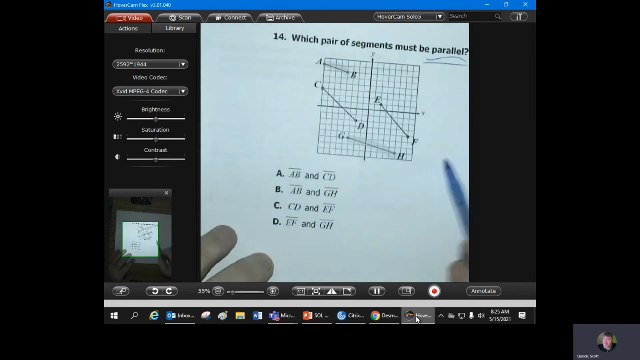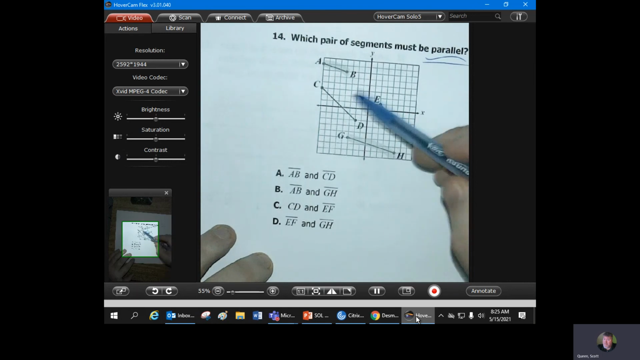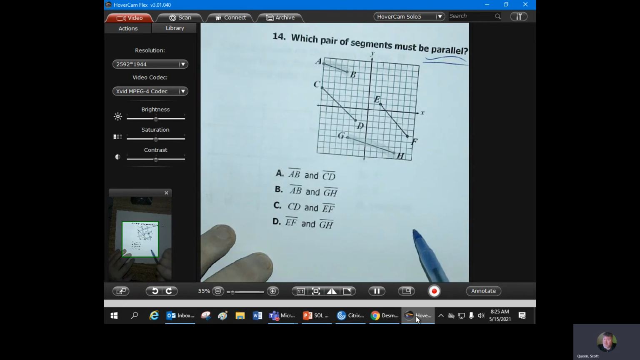All right, I'm looking. The only possible things that could be parallel in this graph, it's certainly not going to be these two or these two. It might be these two, and it might be these two. Would you agree? That's awfully close. But let's look at our answers. Let's eliminate first.